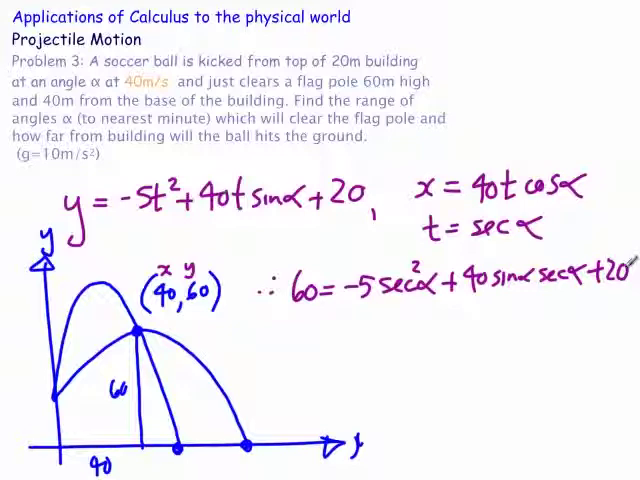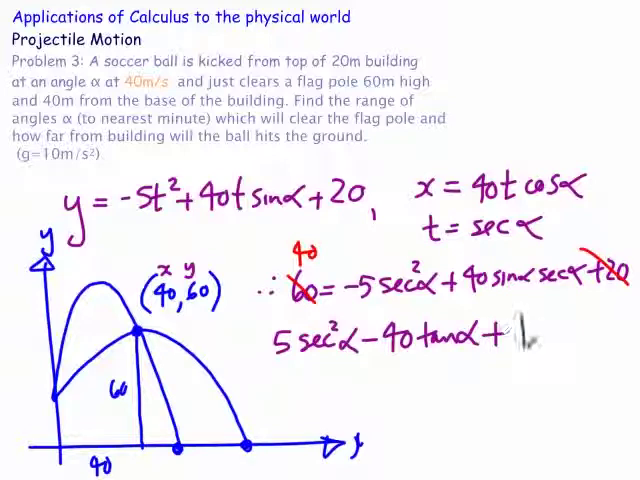And let's move everything over. If we cross off 20, we end up getting a 40 here. And we can move everything over, so we end up with 5 sec squared alpha minus 40 sine alpha times sec alpha. Hopefully we can see that it's sine on cos, which is actually just tan alpha. And the constant which we had is 40. And that's equal to 0.